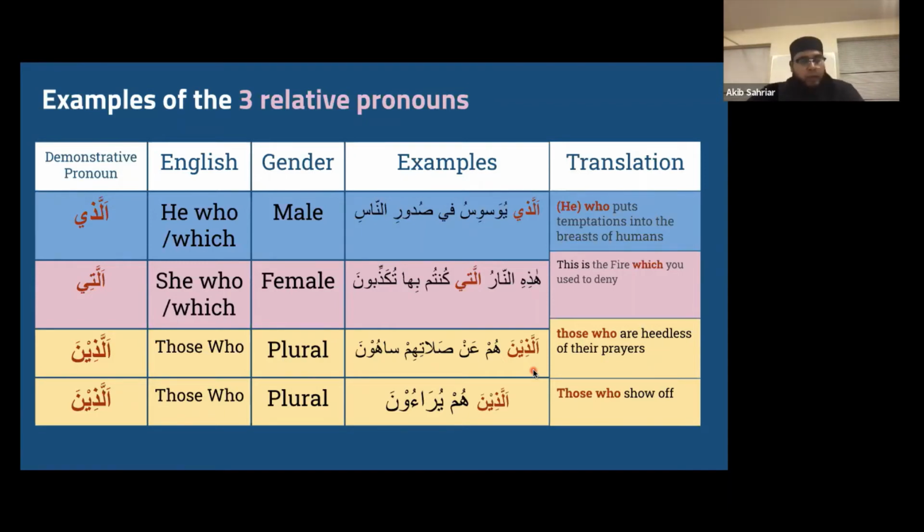So alladhina is going to be used more for living creatures, living creation, more than an object or a place, right? Inshallah. So yeah, let's break this surah down again.